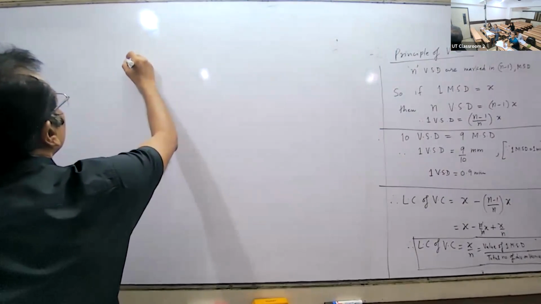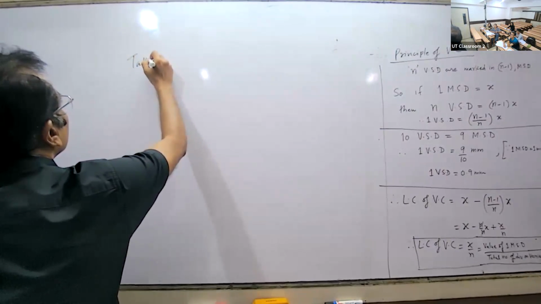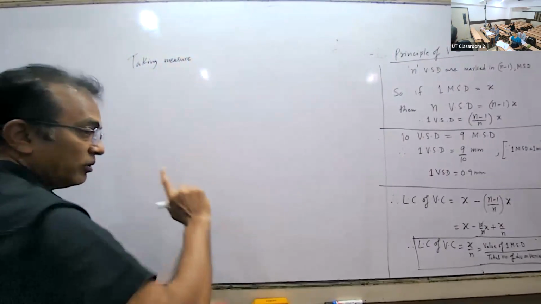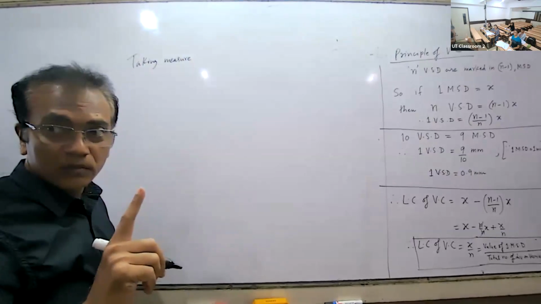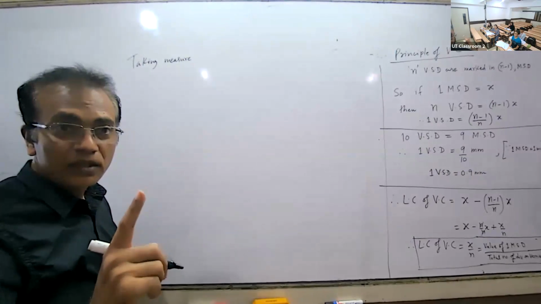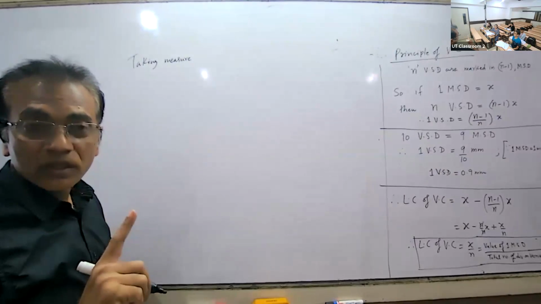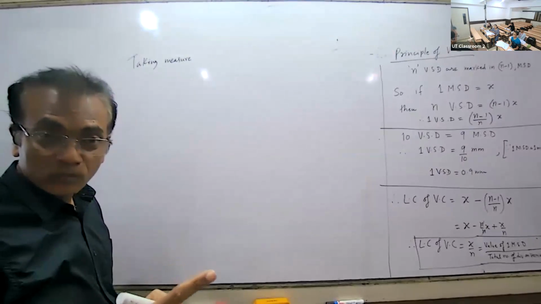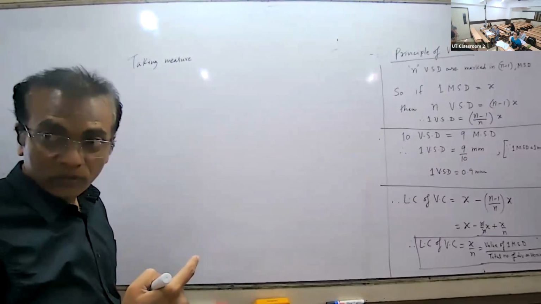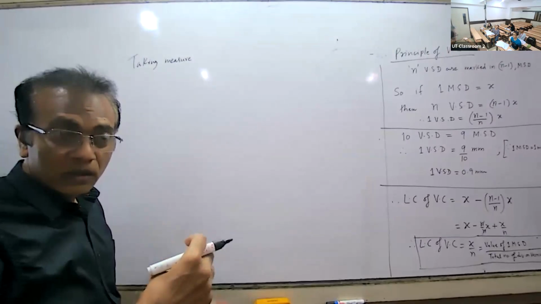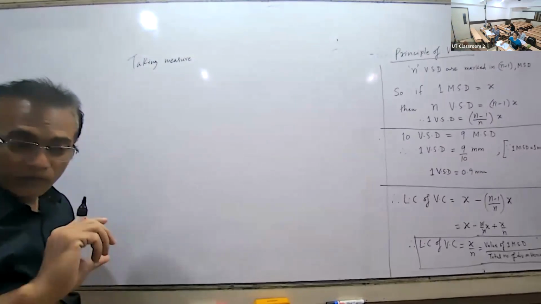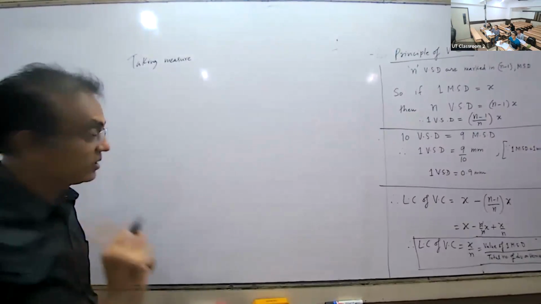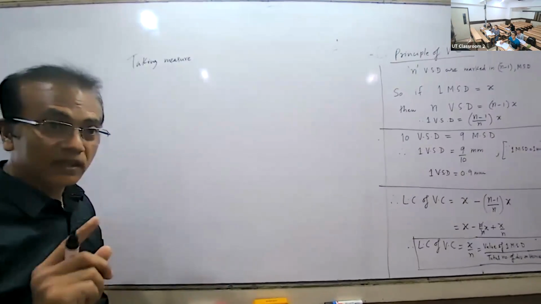So, taking measurements. Everybody understood what a pitch is? Yes, sir. Pitch is the distance between consecutive threads, and it is equal to the distance moved by the screw when the thimble is rotated by one turn. One turn, that is 100 divisions.